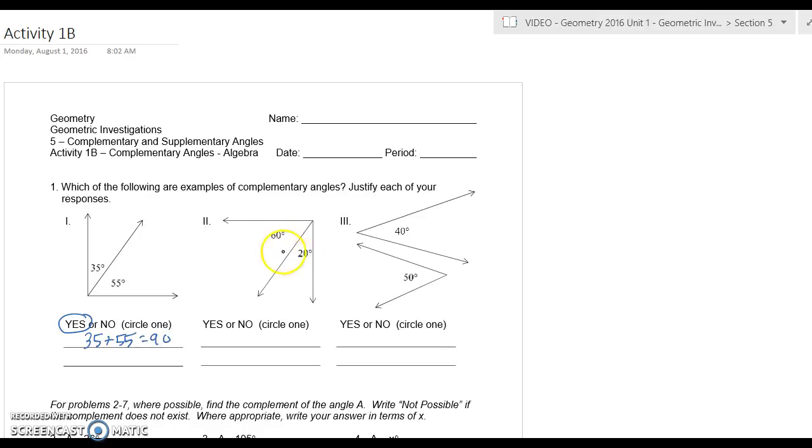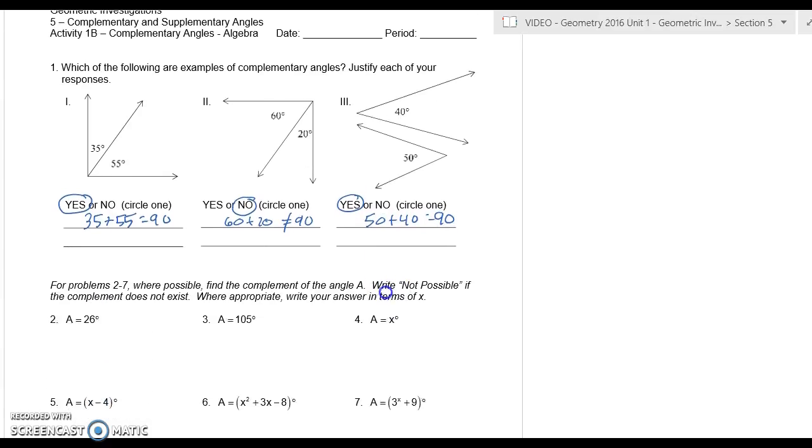Look at number 2. If I have 60 plus 20, that's 80. So that's no. 60 plus 20 does not equal 90. And then 3, 50 plus 40 is a yes. So 50 plus 40 is 90.